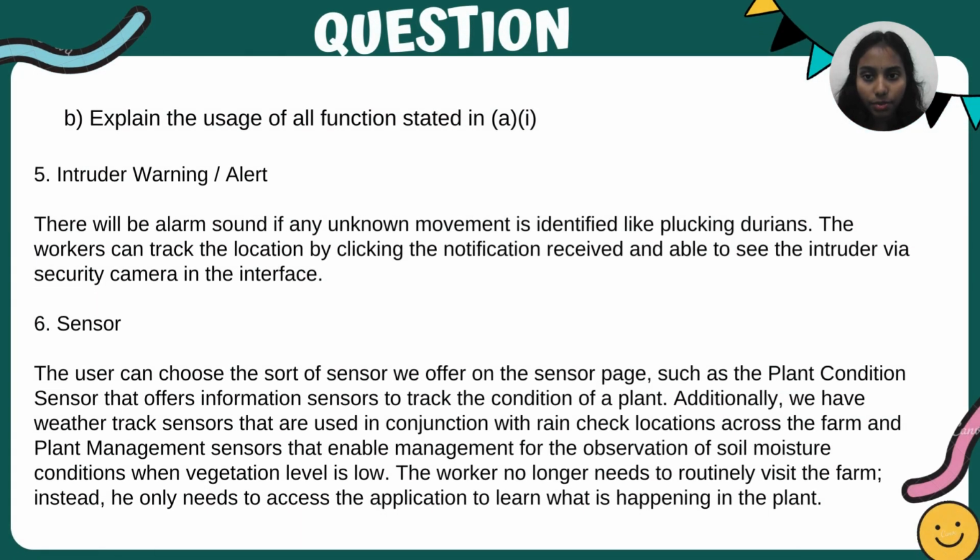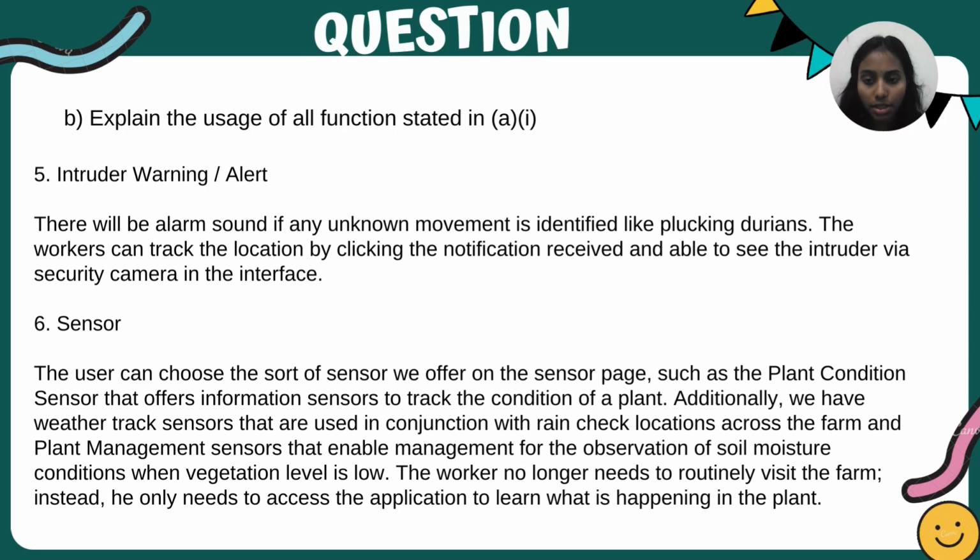So this is the fifth function, which is intruder warning alert. There will be an alarm sound if any unknown movement is identified, like plucking durians. The workers can track the location by clicking the notification received and are able to see the intruder via the security camera in the interface. They can also immediately report it.